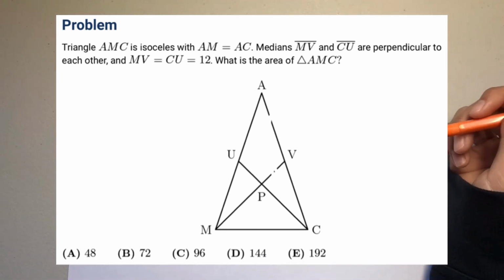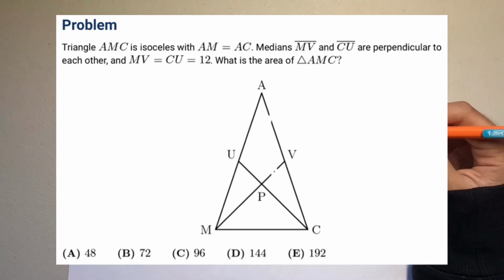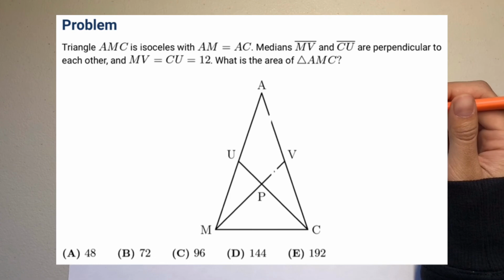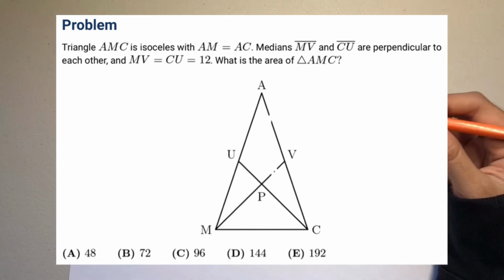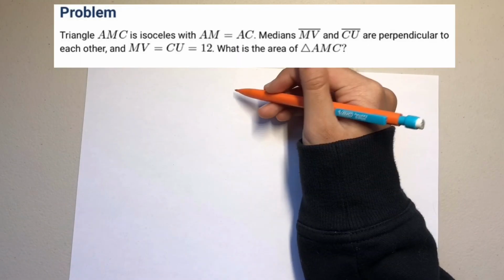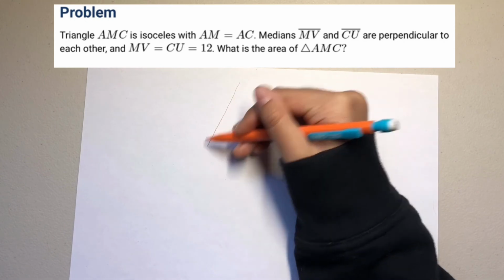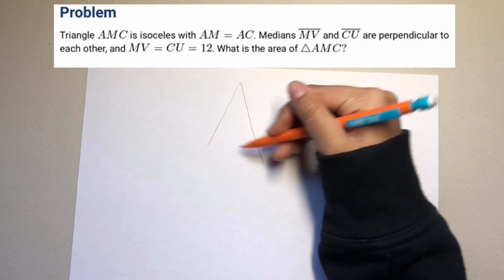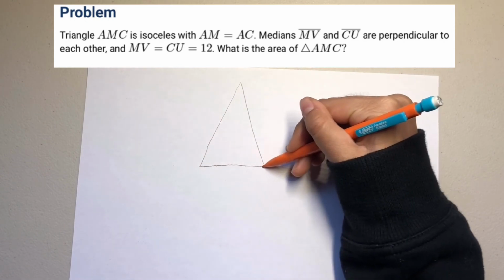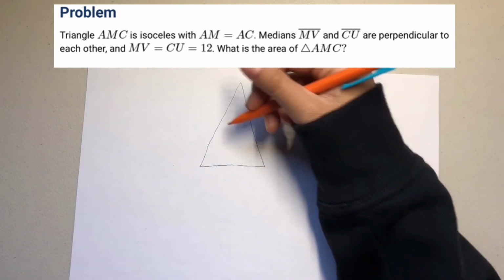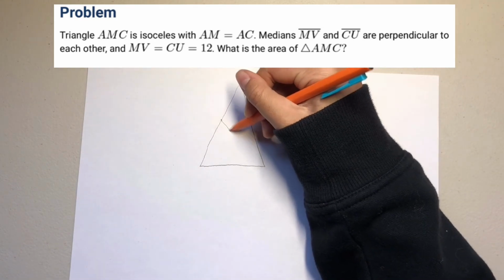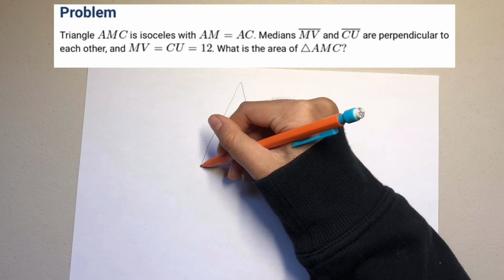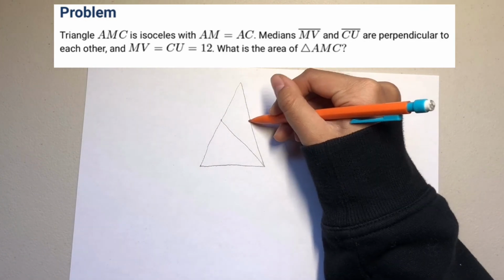So first, what's helpful is they've already given you a diagram, so all you need to do is redraw it and make it easier to write on. So I'm just going to redraw it here. And it's helpful to draw a big diagram when doing this because it's easier to see everything.